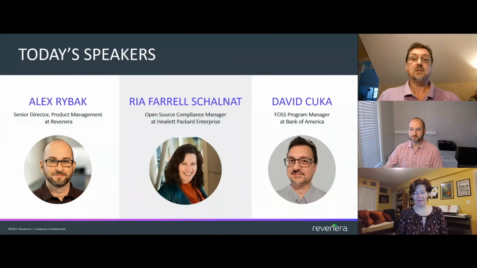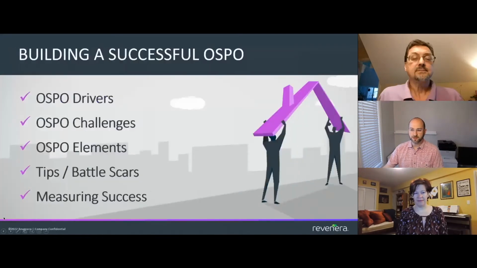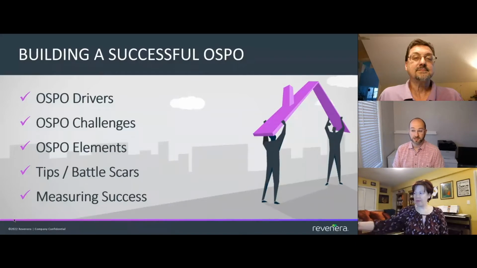Okay, so here's what we are going to do today. We're going to focus on 5 topics. So we'll start off by talking about the drivers to setting up an open source program office. Why do you do it? What are the internal, external forces? How it's different from other types of processes in-house. We'll talk about some of the challenges, both challenges we've individually faced in our career, as well as just things that are typically talked about as challenges to starting an initiative as big as an OSPO.